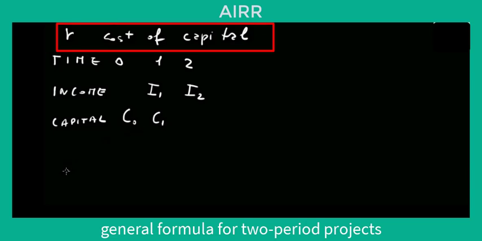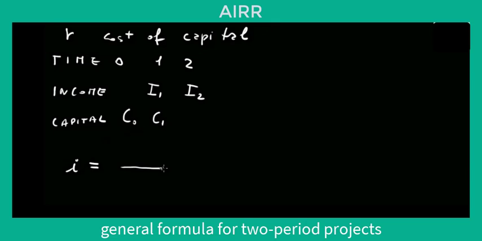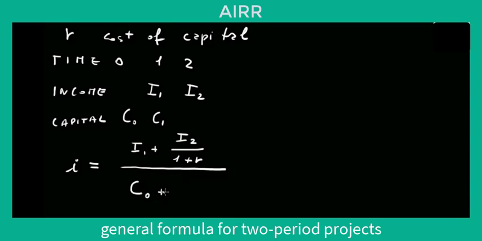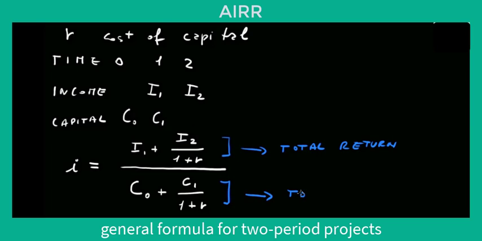The rate of return is given by the ratio of the total return to the total capital: I1 plus the discounted value of I of 2 at the rate R, and the total capital is C of 0 plus C of 1 divided by 1 plus R. And so we have a numerator which is the total return, and a denominator which represents the total capital invested.